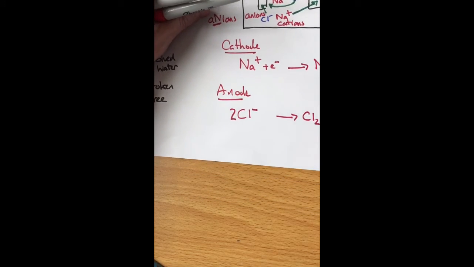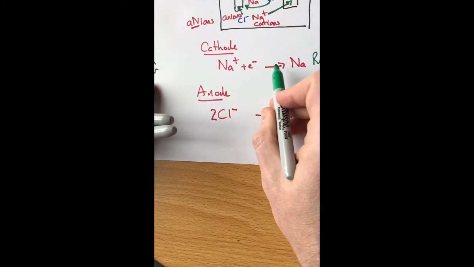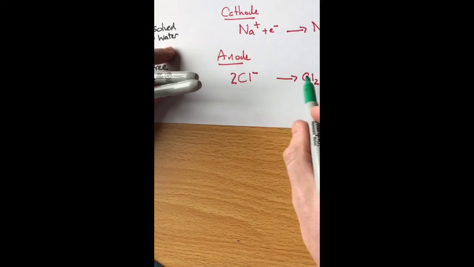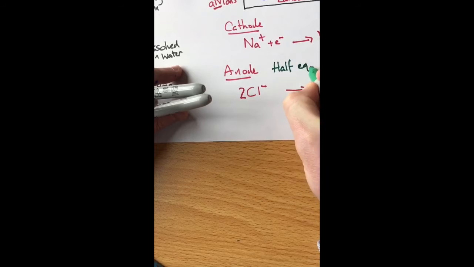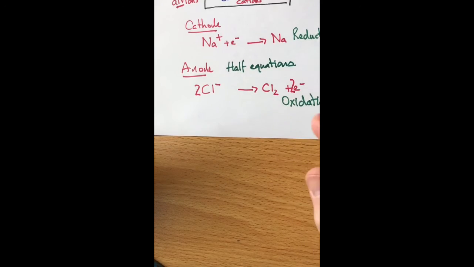And just remember these equations here, because it's only giving us half the information. So this one's only dealing with the sodium, and this one's only dealing with the chlorine. These are referred to as half equations. Okay? Good luck with the work. Watch the videos again if you need to, and have a think about your answers.